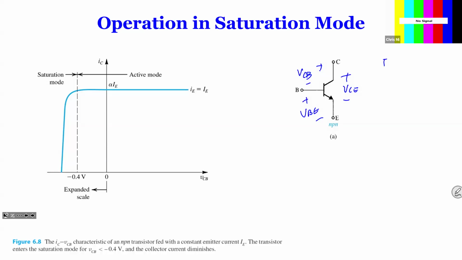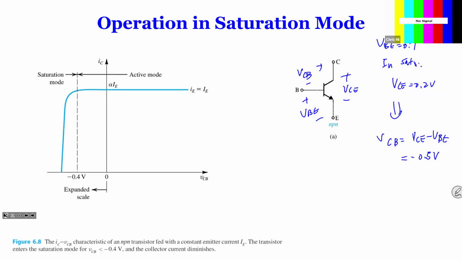So when it's in saturation mode, VCE is about 0.2 volts, and VBE, of course, is 0.7 volts. So in this case, what do you conclude? VCB is going to be VCE minus VBE, that's minus 0.5 volts. So VCB actually becomes negative.